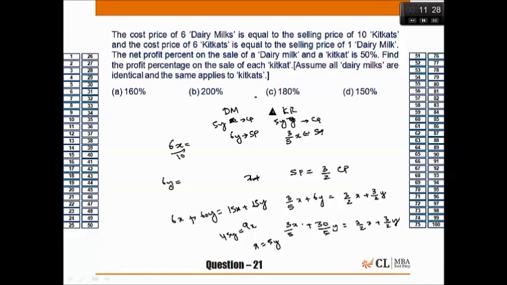Find the profit percentage of sale of each Kit Kat. X equal to 5y. So the selling price is 3y, the cost price is y, so the profit is 2y on y, which is 200%. Okay, not bad.